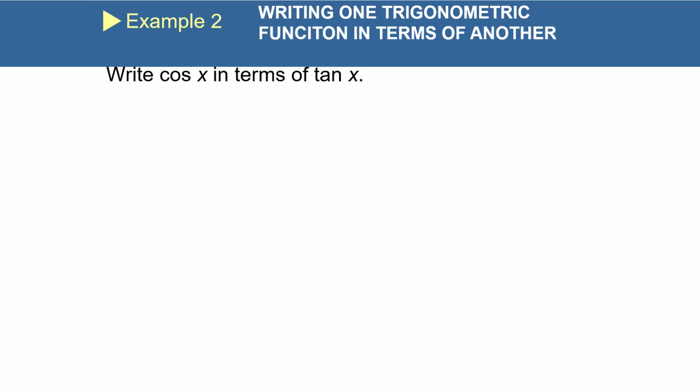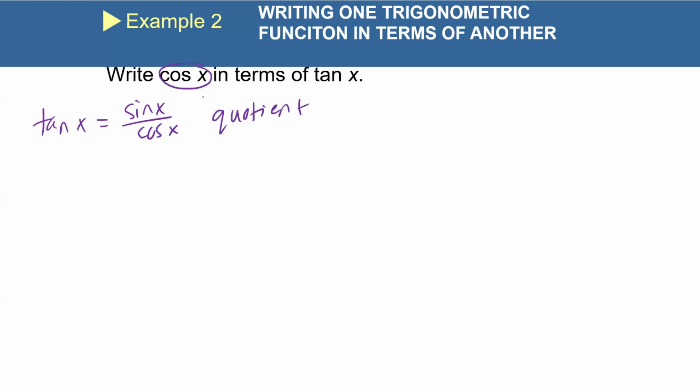All right, it says write cosine X in terms of tan X, okay? So when we think about this, we have to think about which identity involves cosine and tangent. We have our quotient identity, but that involves cosine and sine, right? So we know that tan X equals sine X over cosine X. That's quotient.